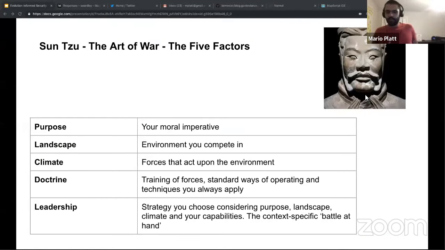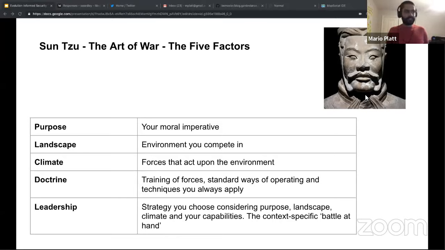So basically what Simon Wardley did was combine 2 concepts. Using Sun Tzu's 5 factors and OODA loops, which we'll be talking about next, he created what he called the strategy cycle. Okay, so the 5 factors in Sun Tzu, it's about purpose. So what is your moral imperative, what it is that you're trying to achieve.